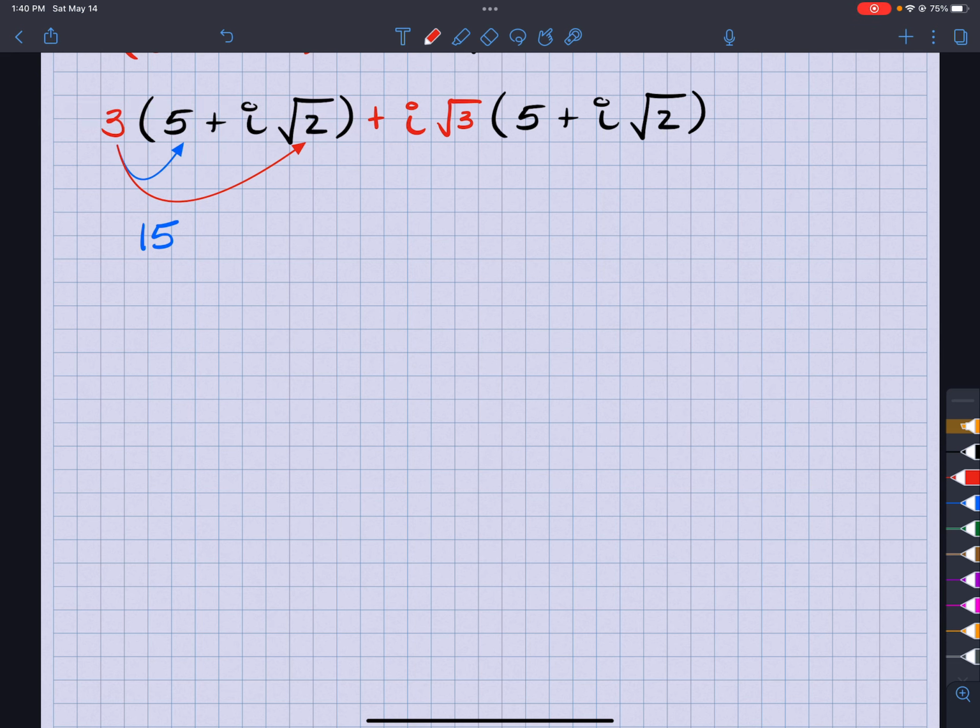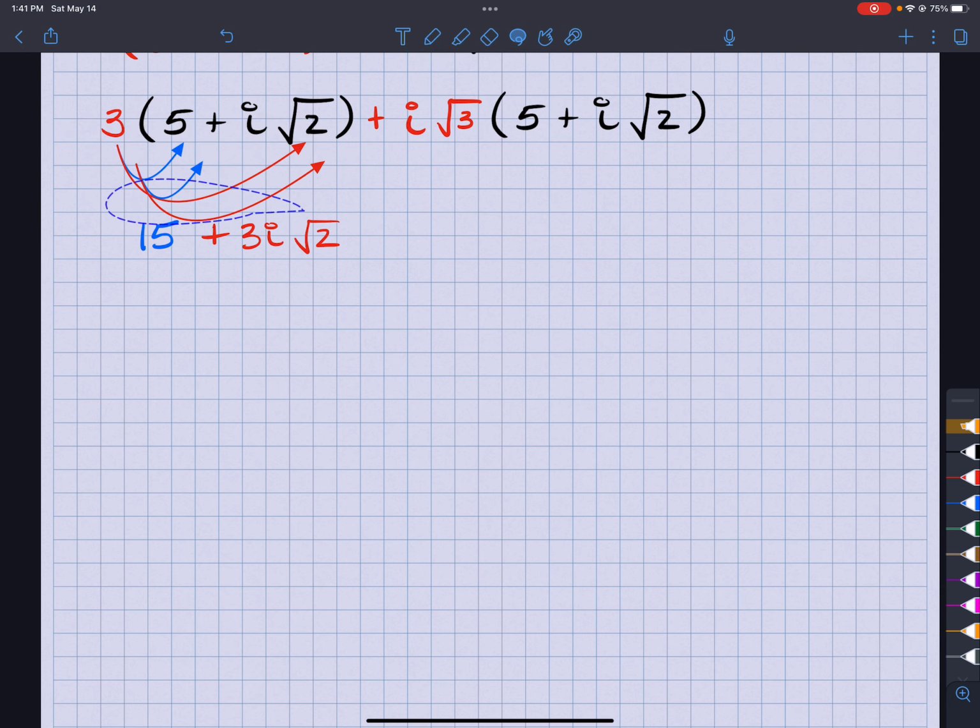And then red, that's going to be a positive 3i square root of 2. You're absolutely right. You saw that as a mistake right away. Good job.